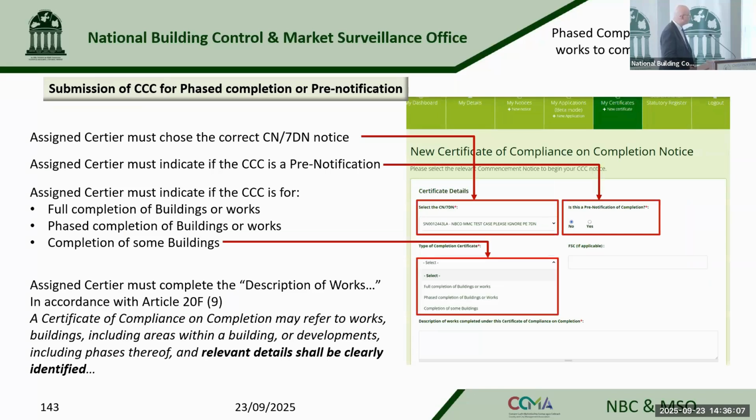They must identify what the CCC is for. Is it full completion of buildings or works? Is it phased completion of building or works? Or is it completion of some buildings or works? And just again to reiterate that, the assigned certifier must complete the description of works in accordance with 20F, and the relevant details should be clearly identified. So it should be concise, to identify the works clearly.